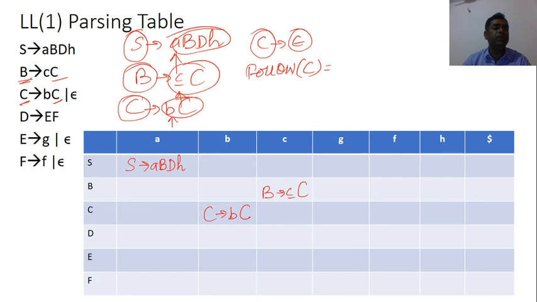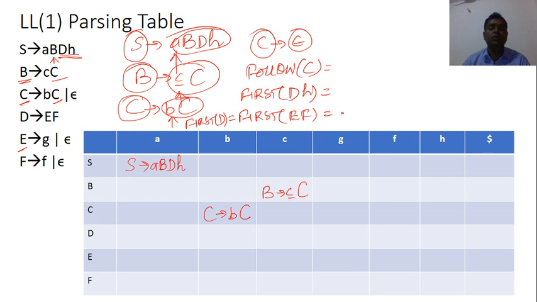What will that be? Follow of C equal to follow of B, and follow of B equal to first of DH. Just find out first of DH. First of DH equal to first of D, and first of D equal to first of EF. Now I have to find out first of EF first. When I want to find first of EF, I have to find first of E first. First of E equal to G, empty, so first of E contains empty. What do I have to write here? First of E set difference empty, union first of F.